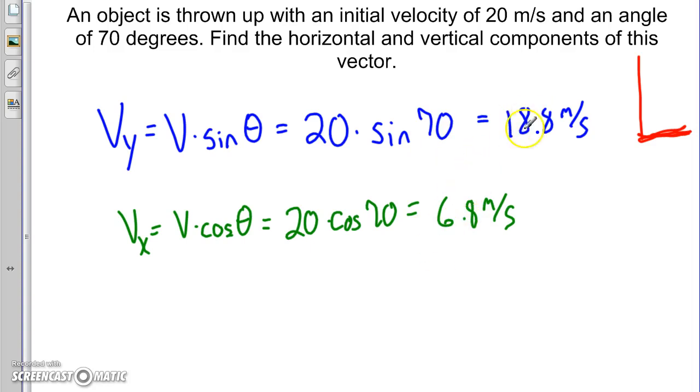Now we're going to see how we use these broken up components later, but for now I just want you to be able to break up vectors. After watching this video, you should be able to take our first assessment on vectors.